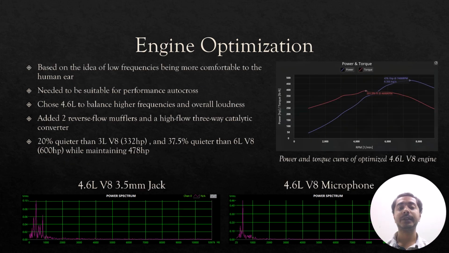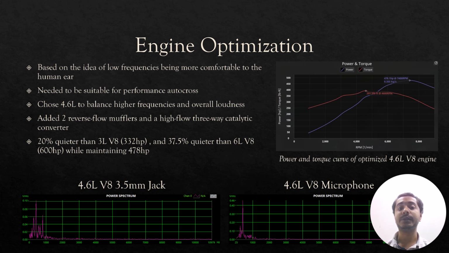Using everything that I learned, I set out to design a quieter yet high-performing engine suitable for motorsports. I chose a 4.6-liter V8 for balance, that it gave me the power output I wanted without the excessive high-frequency noise of the 6-liter. So to further reduce sound, I added two reverse flow mufflers and a high flow three-way catalytic converter.